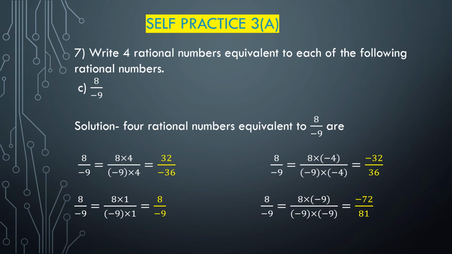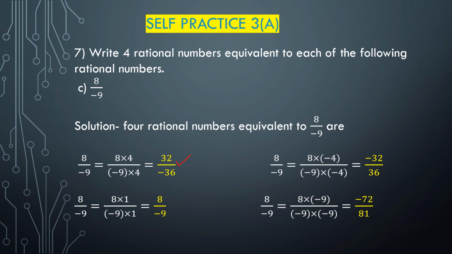Now we solve question number third, part C, 8 divided by minus 9. 4 rational numbers equivalent to 8 divided by minus 9 are, if we multiply the number 4 with both numerator and denominator of 8 divided by minus 9, we get 8 multiplied with 4 is 32 and minus 9 multiplied with 4 is minus 36. So 32 divided by minus 36 is equivalent to the rational number 8 divided by minus 9.